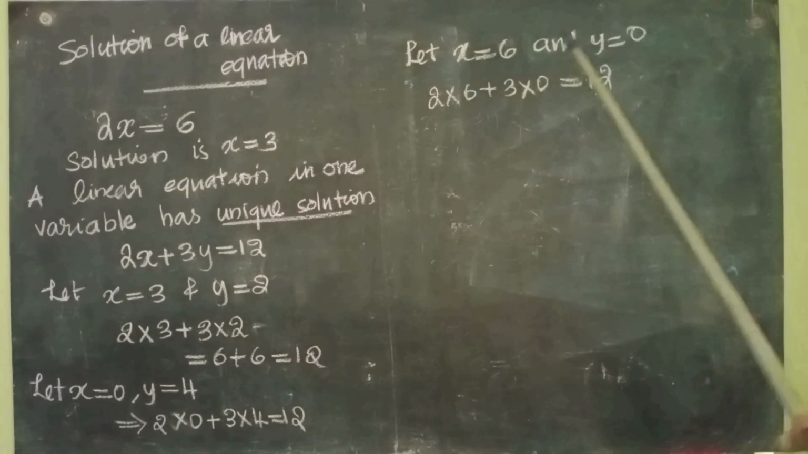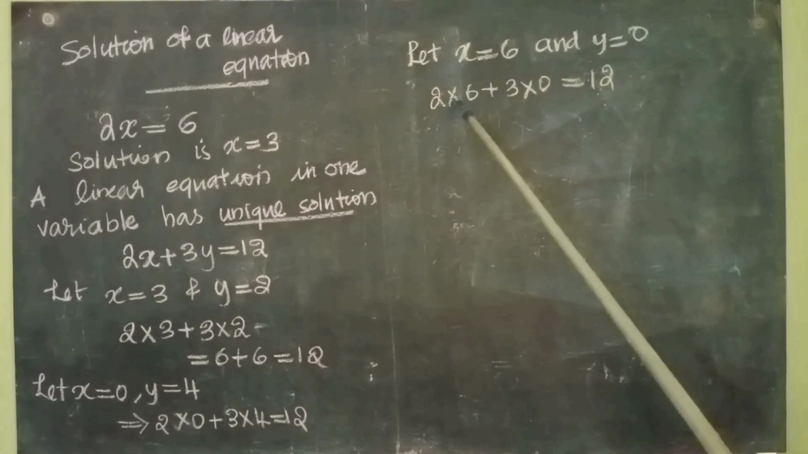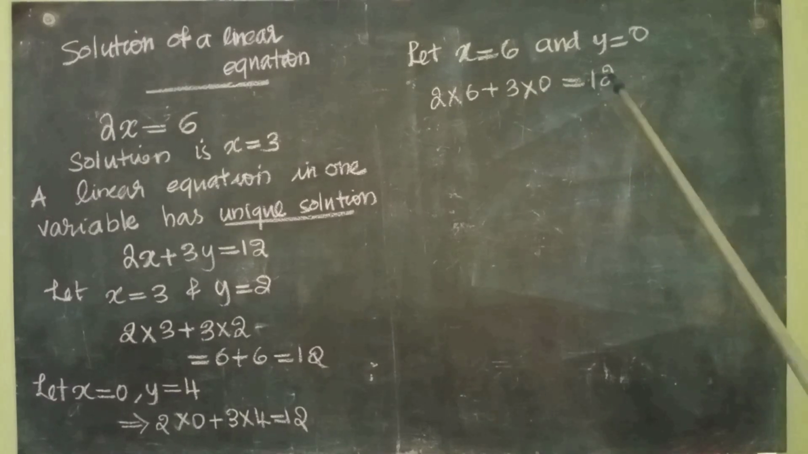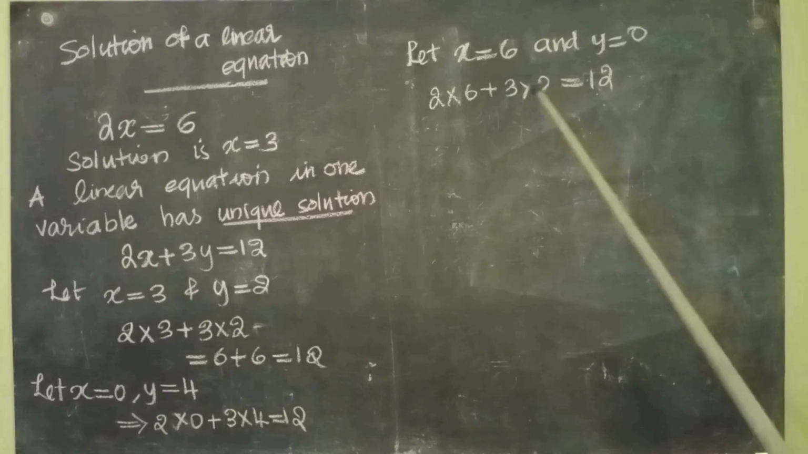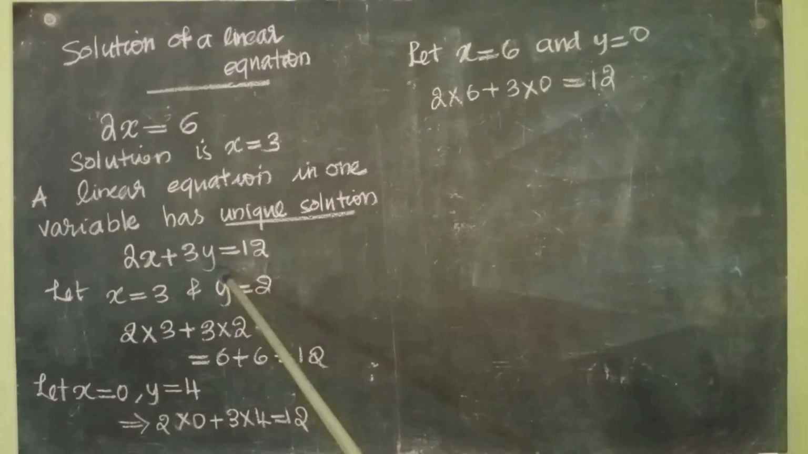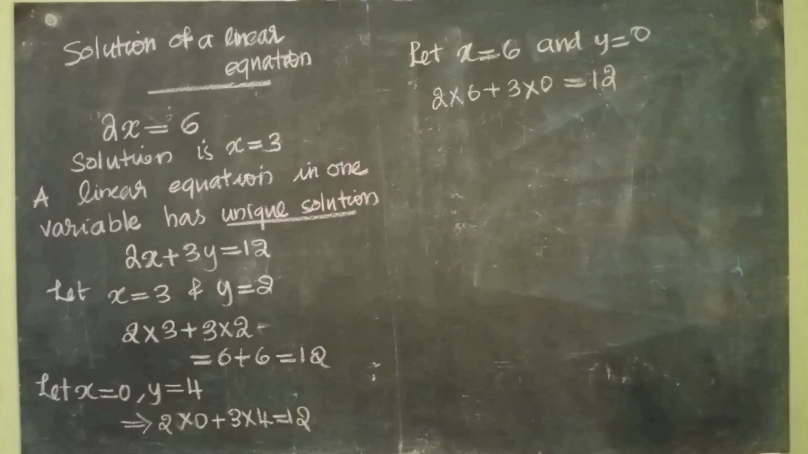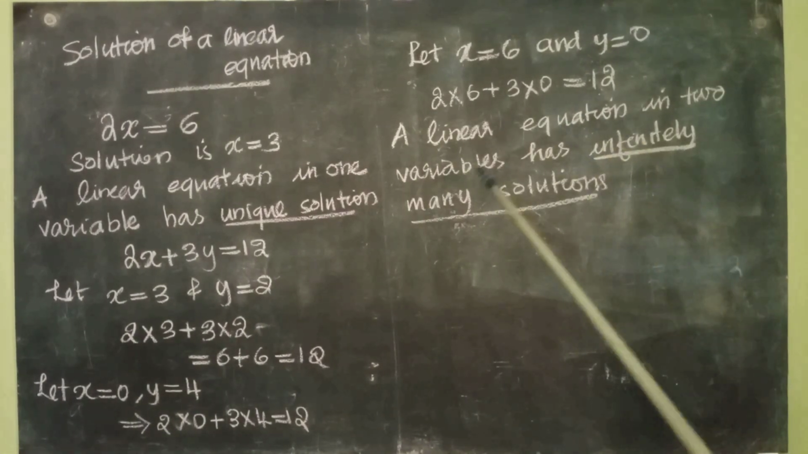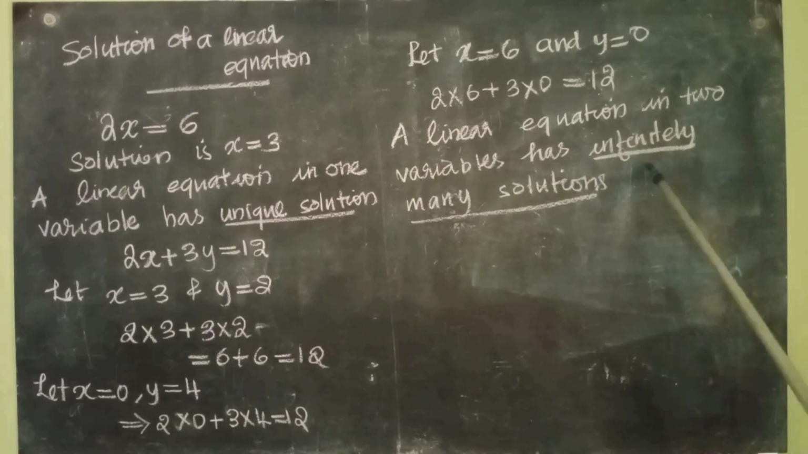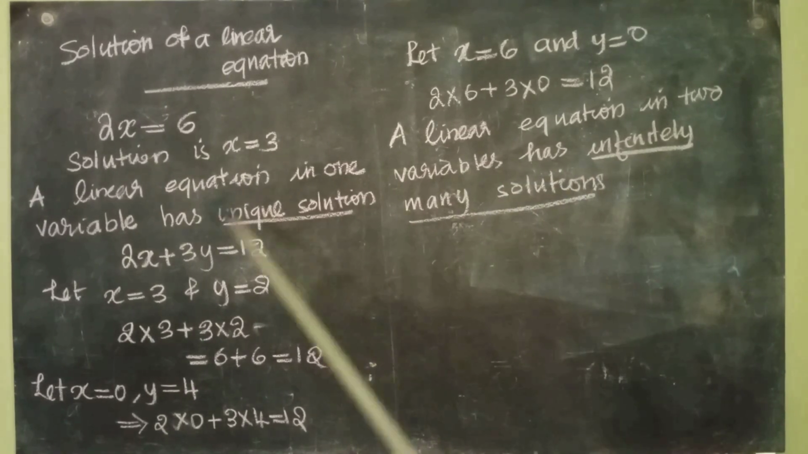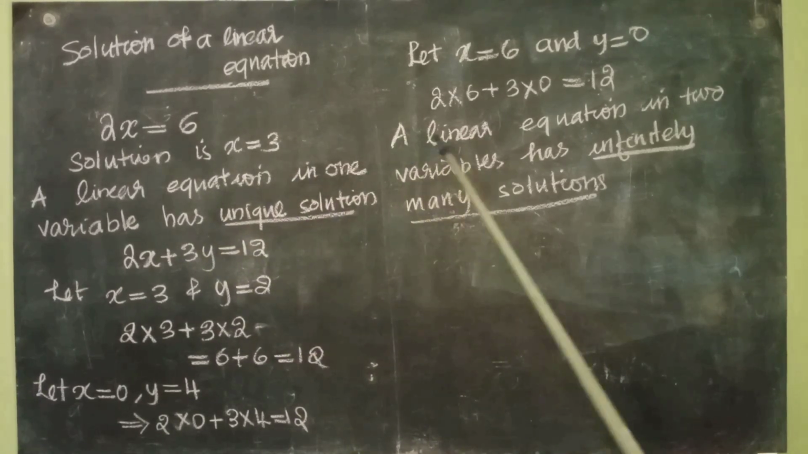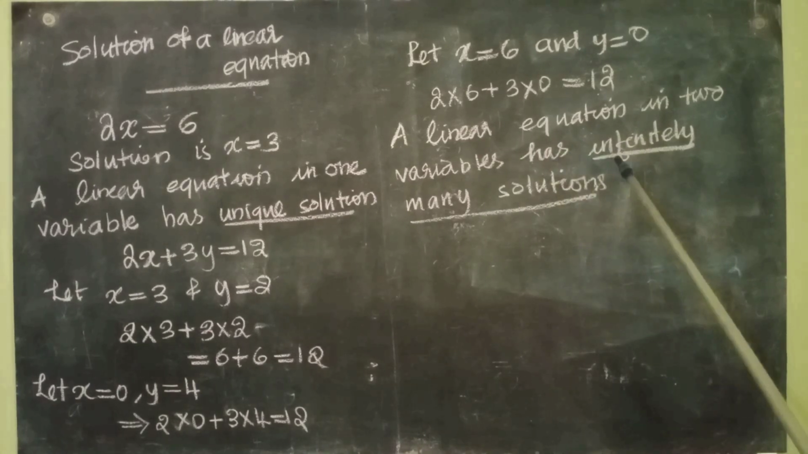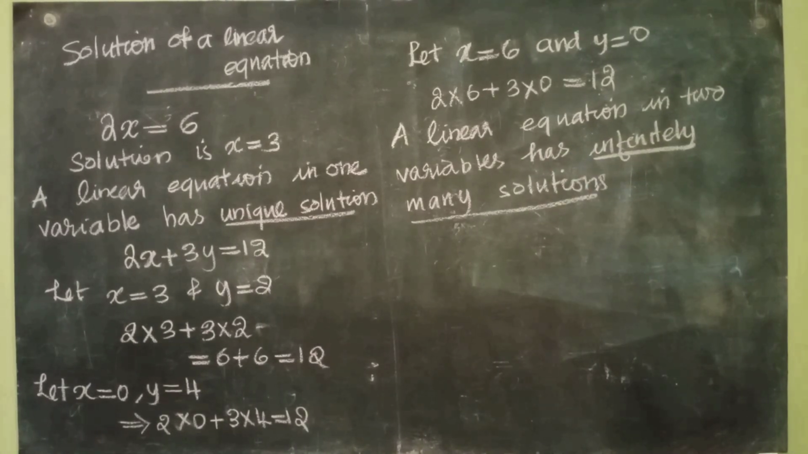Consider x equal to 6 and y equal to 0. 2 into 6 plus 3 into 0, that is also equal to 12. So, we got another solution for the equation 2x plus 3y equal to 12. So, we can conclude that a linear equation in two variables has infinitely many solutions. A linear equation in one variable has unique solution. A linear equation in two variables has infinitely many solutions.